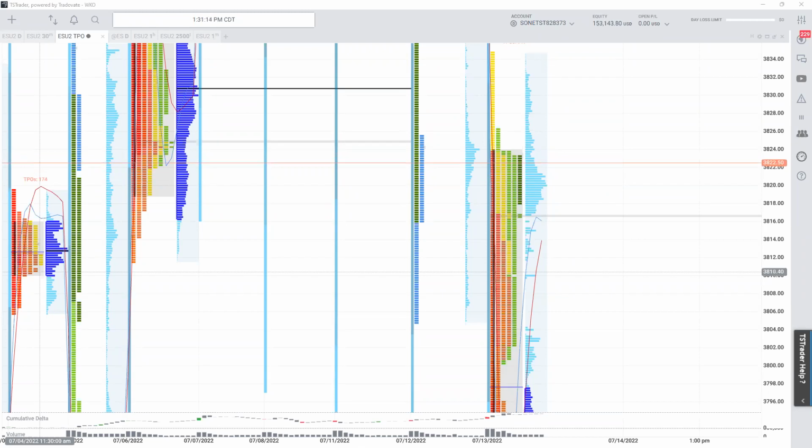A reminder: tomorrow we'll be covering trade management, so all the things involving stops and profit targets and moving around stops and all that good stuff, plus a little bit of psychology.